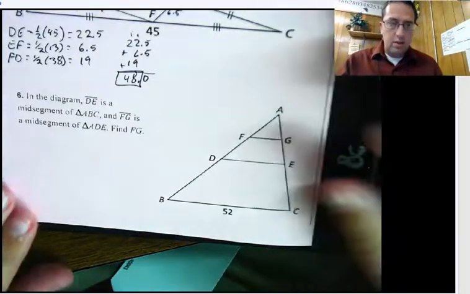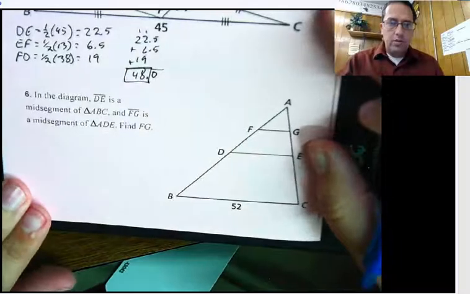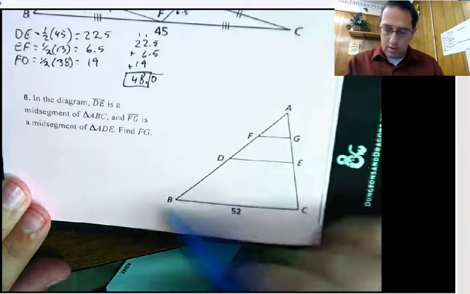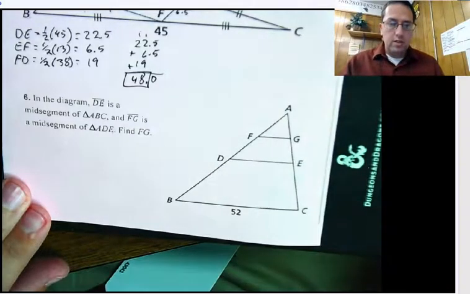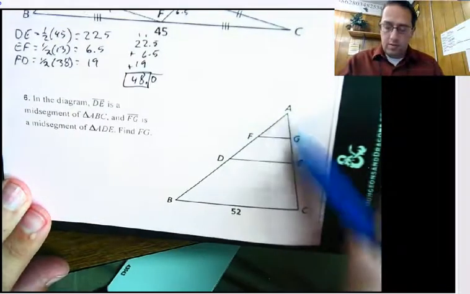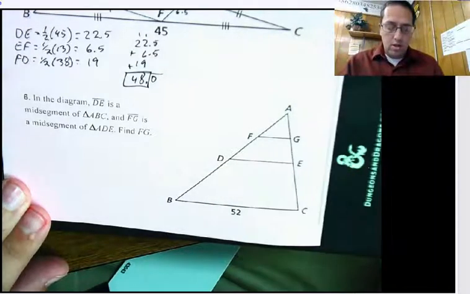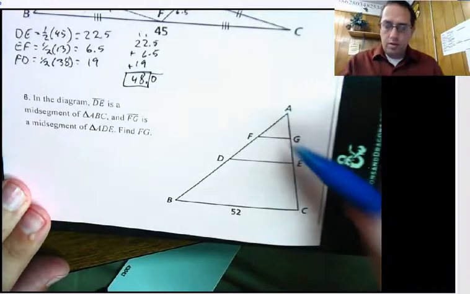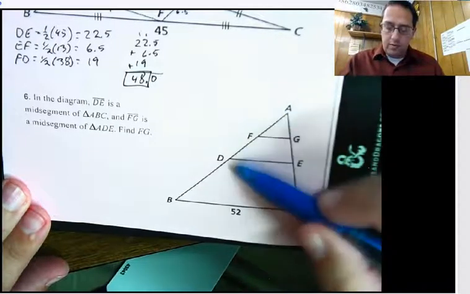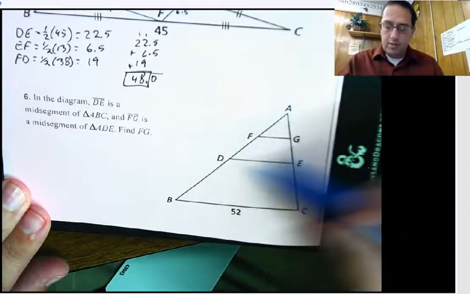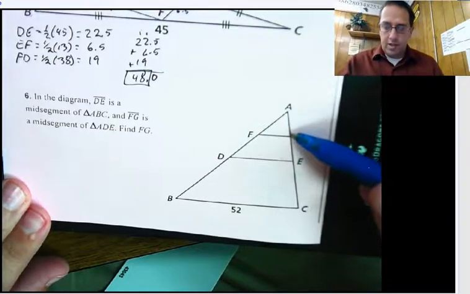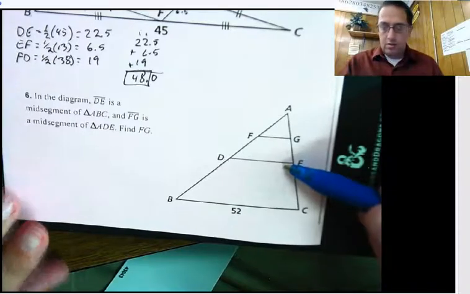Okay, so let's take a look at number 6 now. In number 6, it tells us that segment DE is a midsegment of triangle ABC. So triangle ABC, the big triangle right there. It tells us that segment FG is a midsegment of triangle ADE. So FG is the midsegment of this kind of smaller triangle. We want to find the length of FG. All right. Well, FG is the midsegment of this triangle, which means that FG is half the length of the side that it's not touching. So FG is half the length of DE, right?